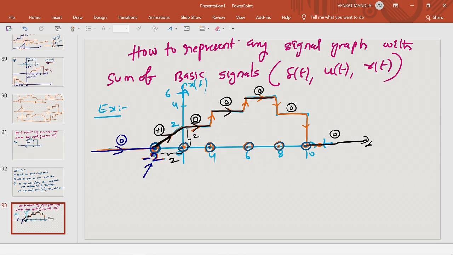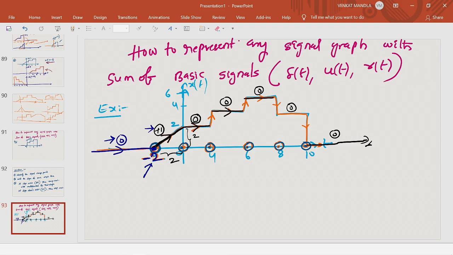So first we have to calculate the slope difference. What is the slope difference? Slope difference is final slope minus initial slope. For this -2 point, the final slope is this +1, and the initial slope is 0. So the slope difference is 1 minus 0, 1. So the slope difference is 1.